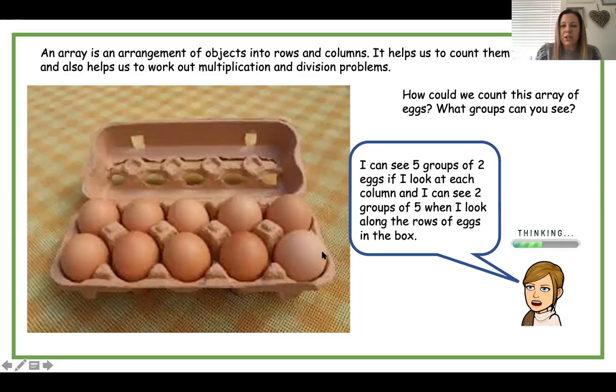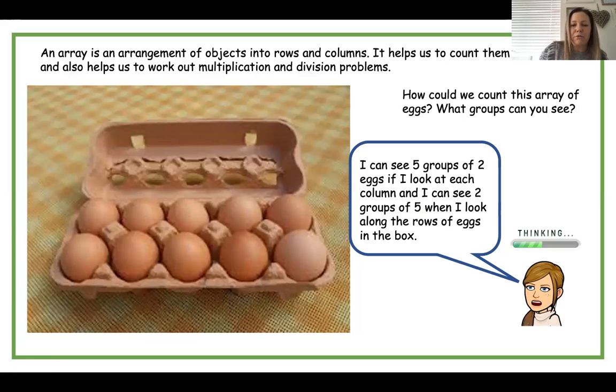And then we're also going to look at the columns, because you can see as it's been arranged in a certain way, it's got rows here, and then when we go down, that is a column, sorry. So here we've got one column, two columns, three columns, four columns, and five columns. So how could we count this array of eggs? Let's have a look at what groups we can see.